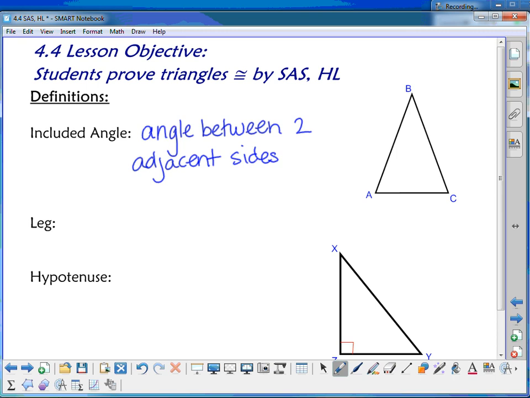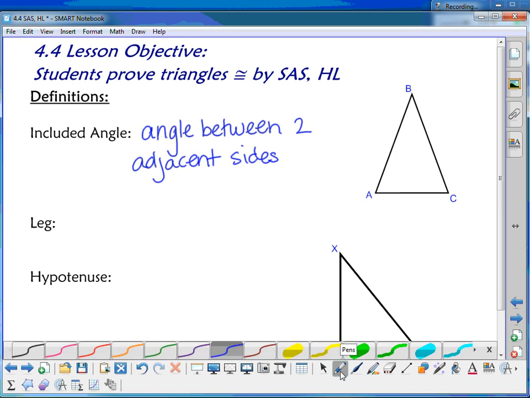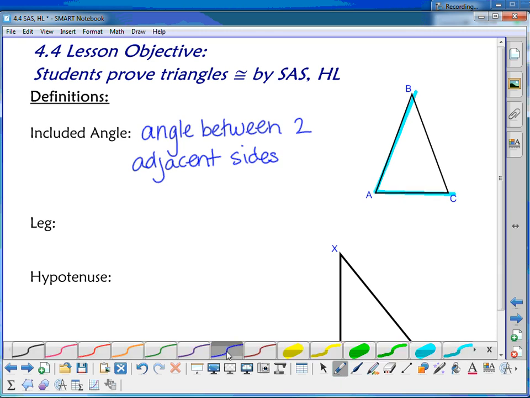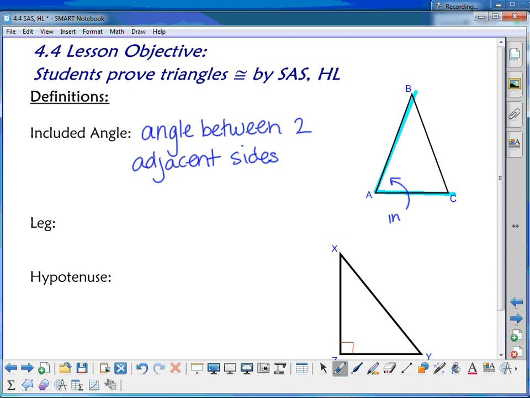So if I look at my figure, triangle ABC, angle A is the included angle for sides AB and AC. Angle A is the included angle for AB and AC. Okay, so it's just the angle between the two sides.